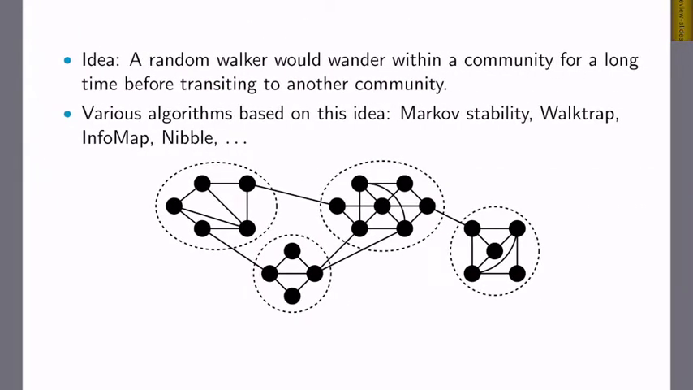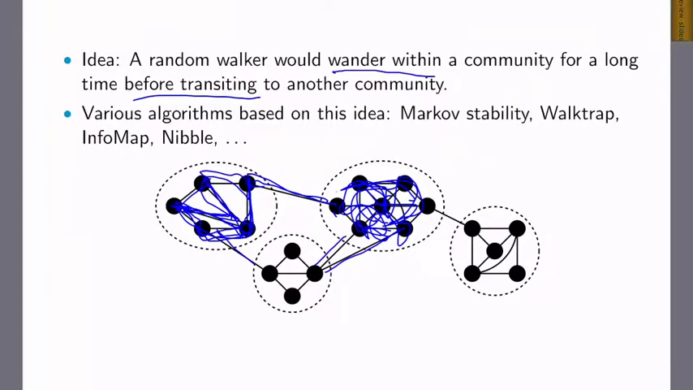Why random walks? Why are random walks useful for finding communities? The idea is as follows. If you run a random walker and the network has a community structure, it would wander within a single community for a long time because there are many edges inside, before transiting to another community. Because these across-community edges are relatively rare, they are used less frequently. So the tendency is that the random walker wanders within a community for some time, and then goes to another community. This is the intuition. Various algorithms have been developed based on this idea to find communities. I will just name some of them.